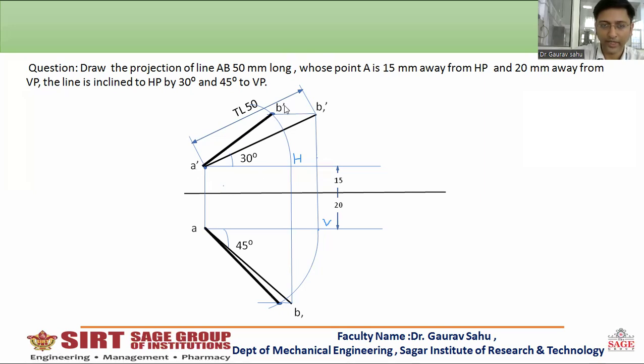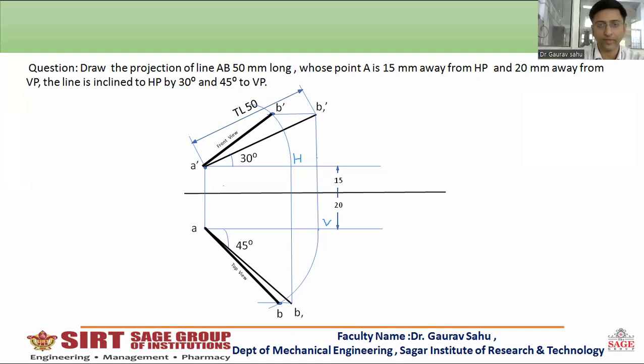You will get A dash B dash, that is nothing but the front view, and A and B, that is nothing but the top view. So dear students, you can mark and write over here front view. And since the space is not left over here, you can write here top view. And last and final thing, I have marked TL above only, you can also mark TL in the below. So dear students, I'll repeat the points.